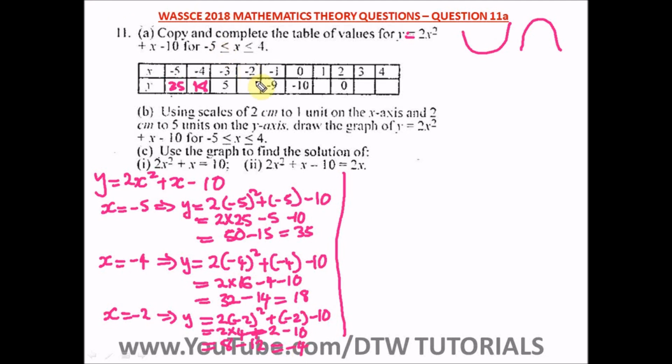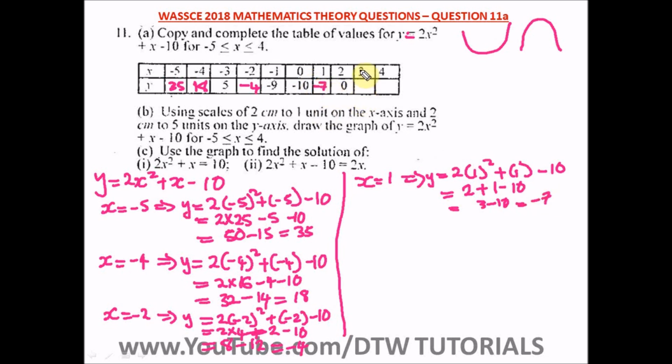So for -2 we have -4. The next value we have to look for is when x is 1. Okay, so when x is equal to 1, our y will be equal to 2(1)² + 1 - 10. So what do we have here? 1 squared is still 1, so we have 2 plus 1 minus 10, is that not it? 2 plus 1 is 3, minus 10. And what's 3 minus 10? That will give us -7. So this would be -7.